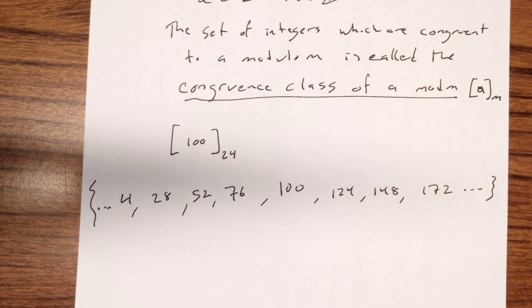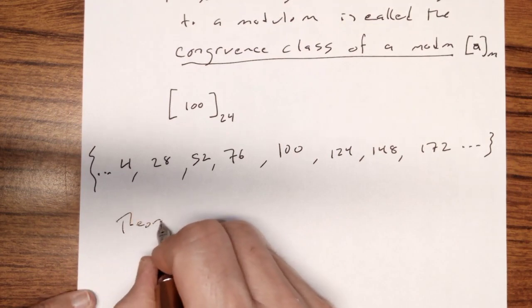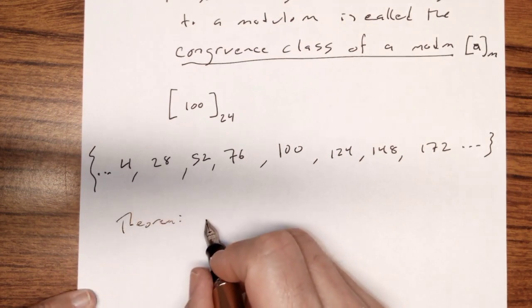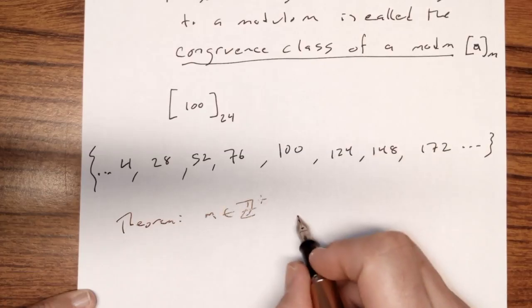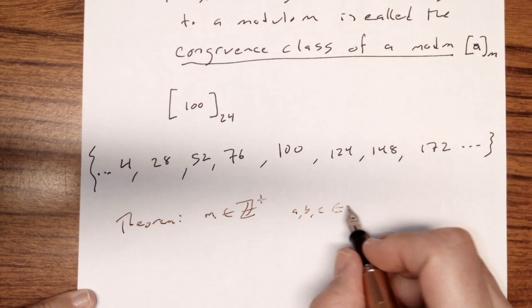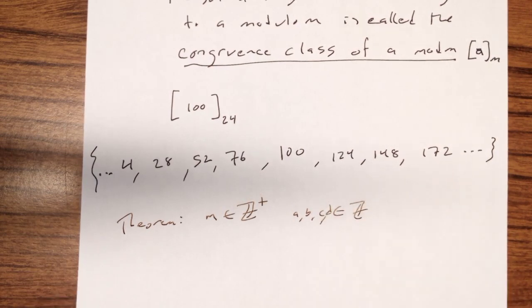And the advantage to this is that it means working with remainders actually makes my life easier. Here's another theorem. M is a positive integer, and A, B, C, and D are just regular integers.